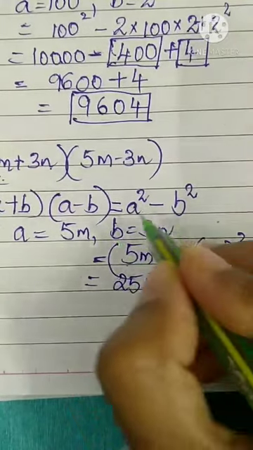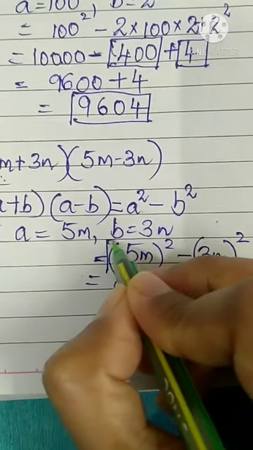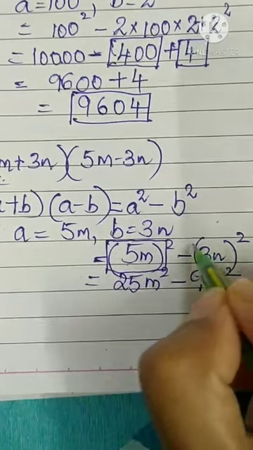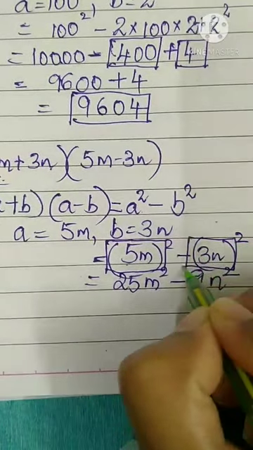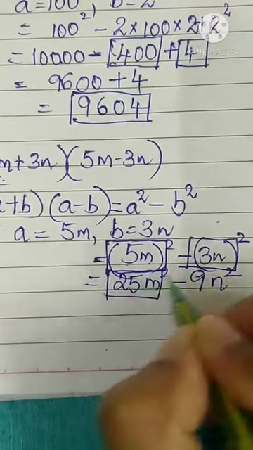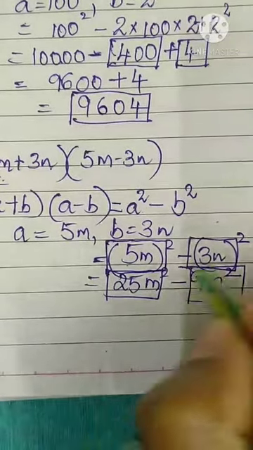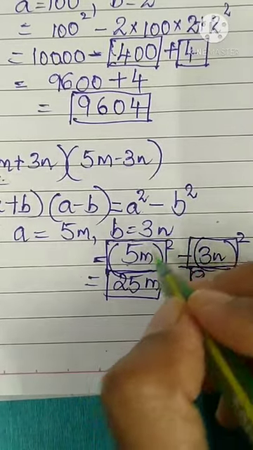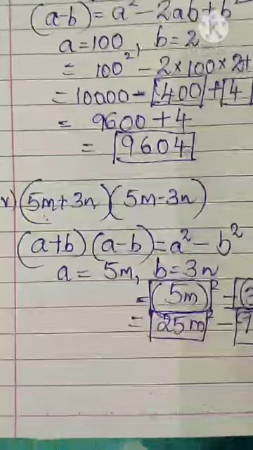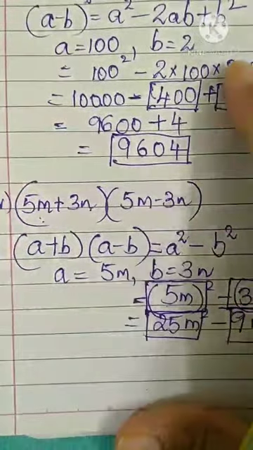Where is the box? The box is here as well as down. Here also you have the box 25 m square plus 9. Complete the box. Square should also come in the box. Okay, so this way we have completed the revision questions.